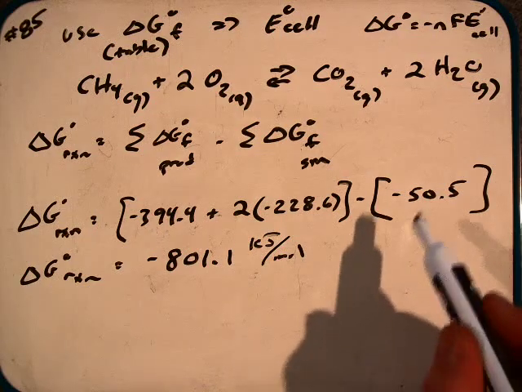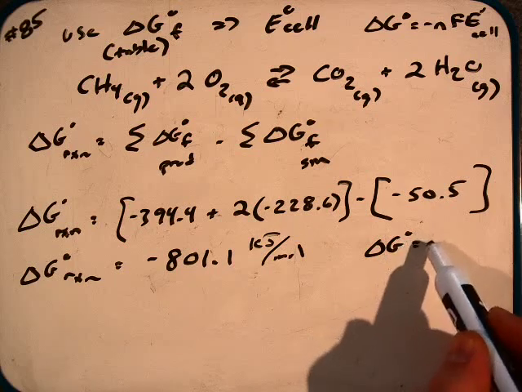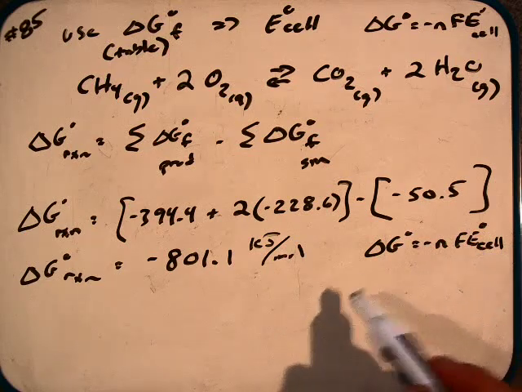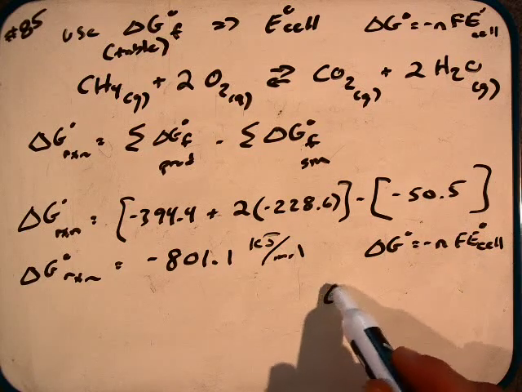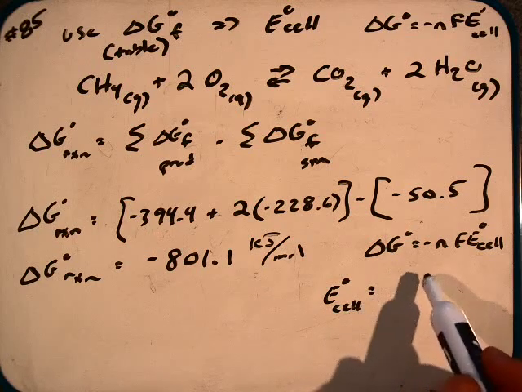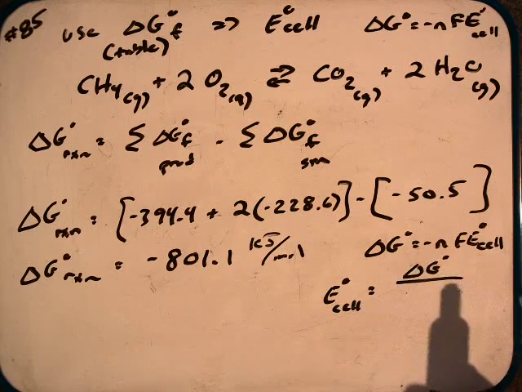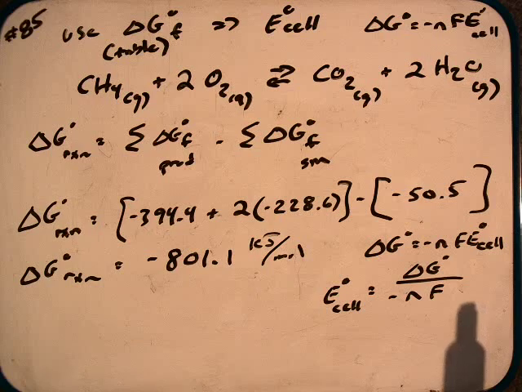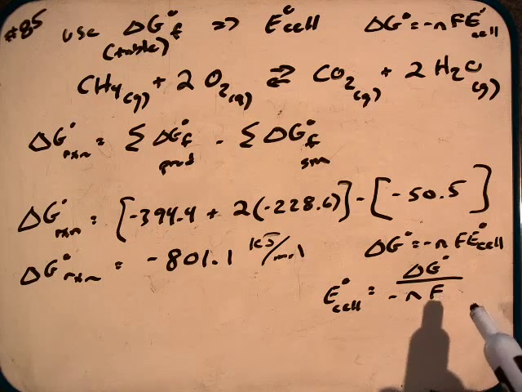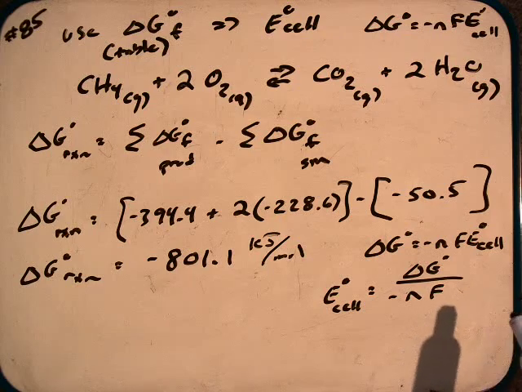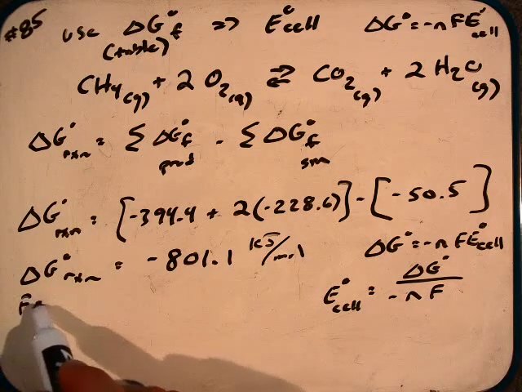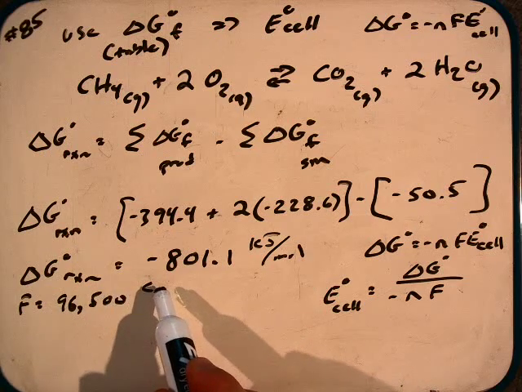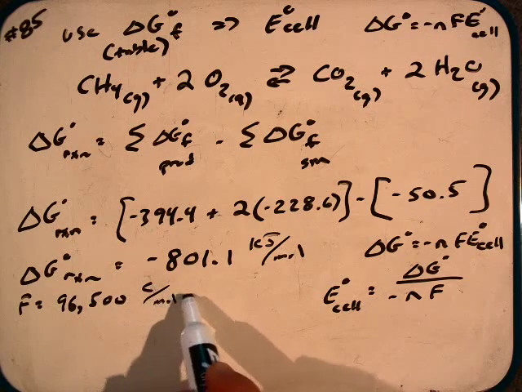Now that we have our delta G, we can use our equation, which I had above. But we can manipulate that to solve what we're actually looking for, right? And so our cell potential would be equal to our delta G that we just got over negative N and F. So one thing that we have to remember is that our Faraday's constant is 96,500 coulombs per mole of electron.